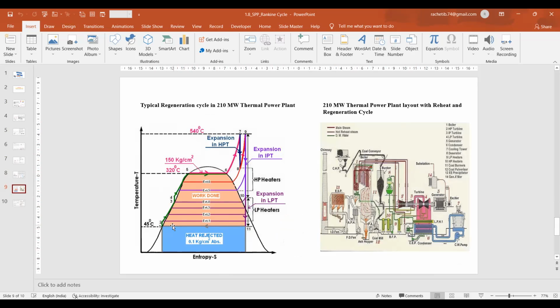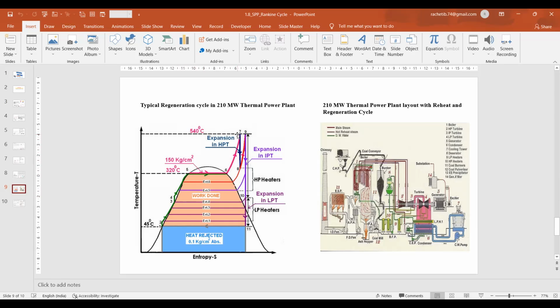Then 1 to 2 is the pumping. 2 to 3 is the heating in the LP heaters. 4 LP heaters are there: 1, 2, 3, 4. 3 to 4 is pumping, the boiler feed pump, again heating with the help of HP heaters, extraction 5 and 6. Then after heating, they go to the boiler where it is again heated.